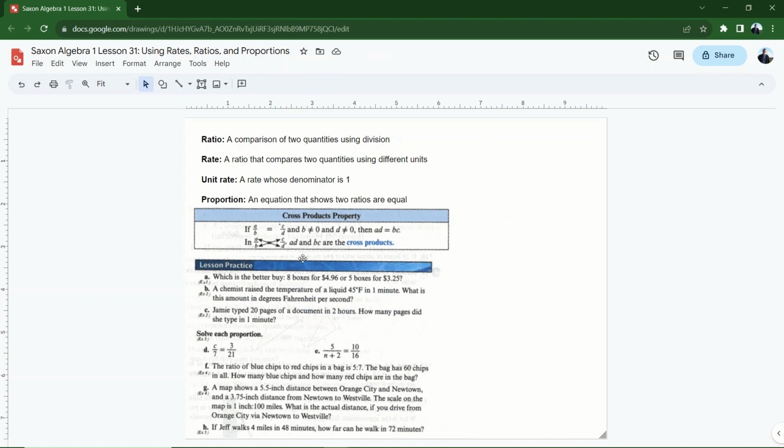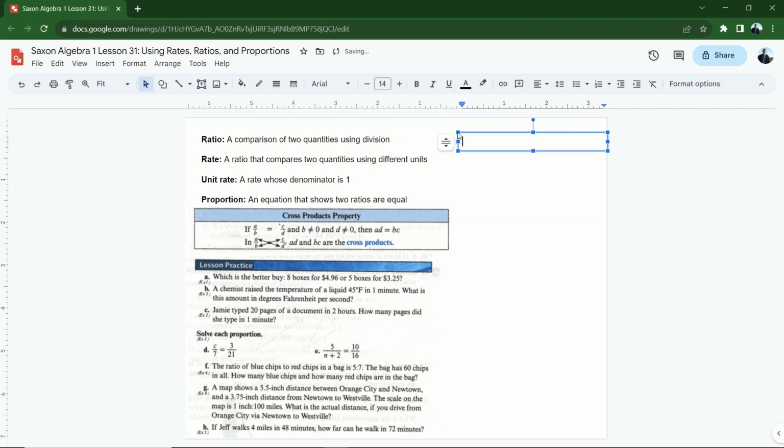Let's start our lesson practice. First question is, which is the better buy? 8 boxes for $4.96 or 5 boxes for $3.25? This one's going to be a lot easier if I have a calculator to do it. So I might just open a tab and go to my Google calculator here. Now, what am I going to need to do here? If I have 8 boxes, this is really hard for me to compare. This would be a lot easier to compare if I had a unit ratio with dollars per one box.